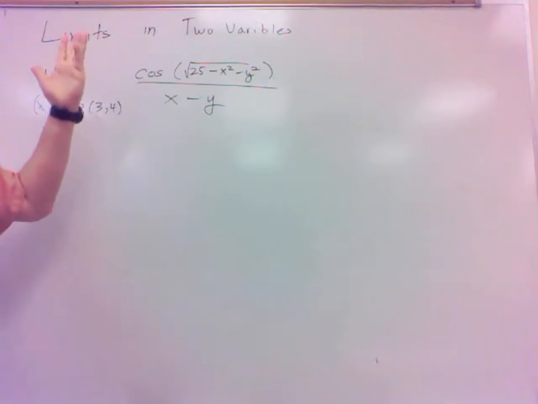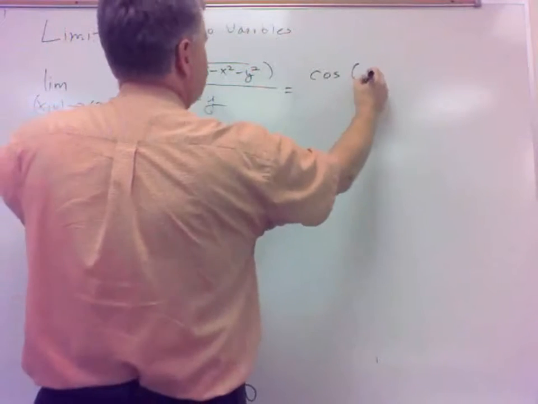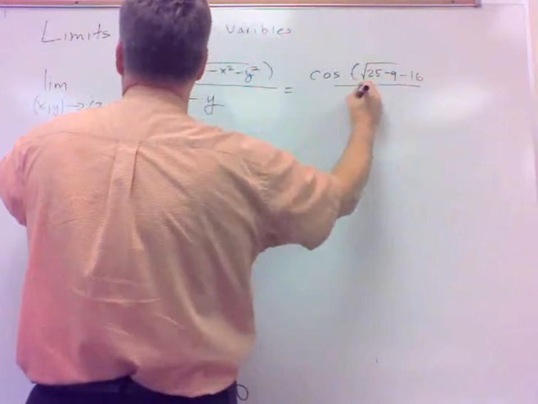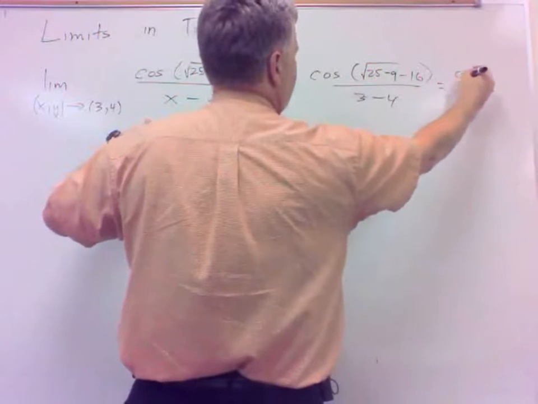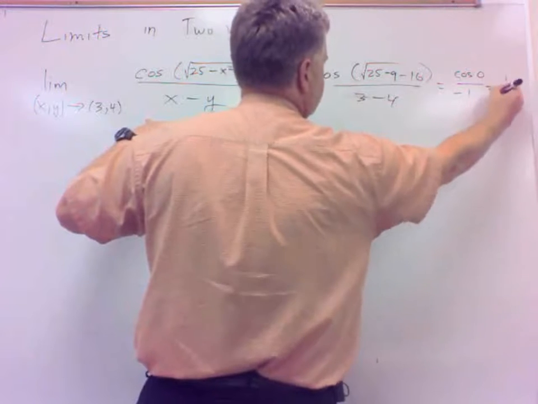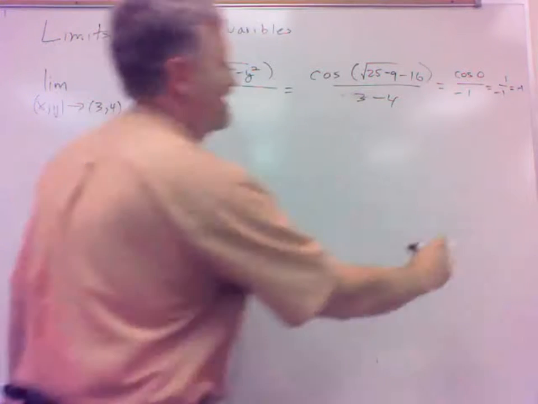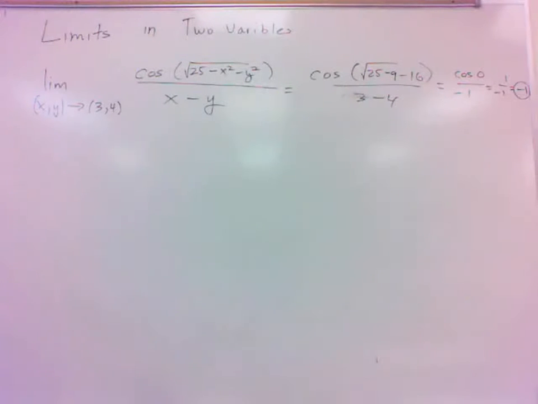Just substitute in, can't we? So we get the cosine of the square root of 25 minus 9 minus 16, over 3 minus 4. Cosine of 0 over negative 1. Cosine of 0 is 1, so we wind up with negative 1 as our value there. There's a lot going on there, but it ultimately just winds up being substitute in, plug it in.